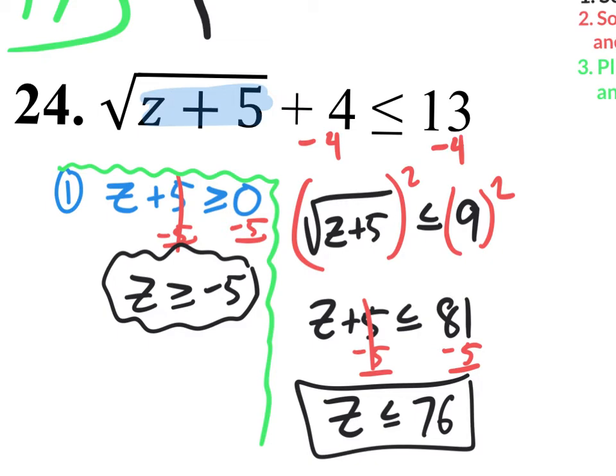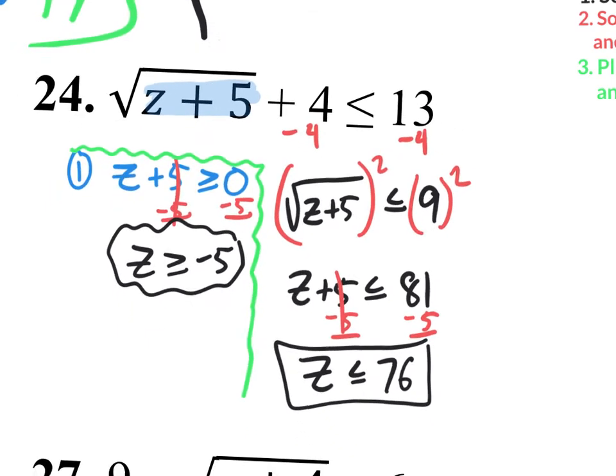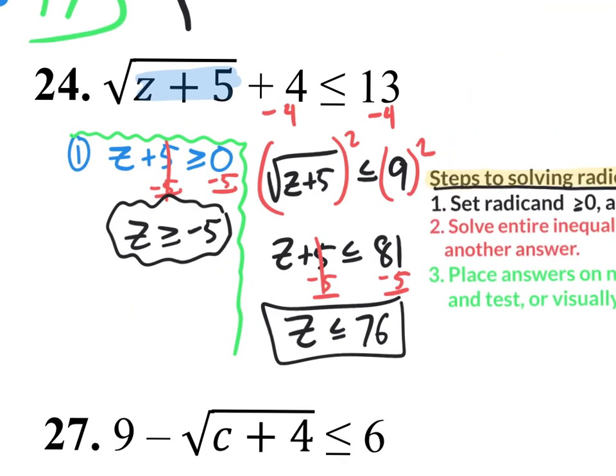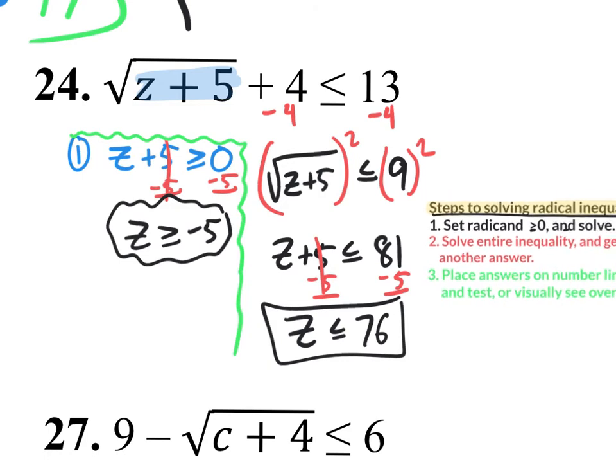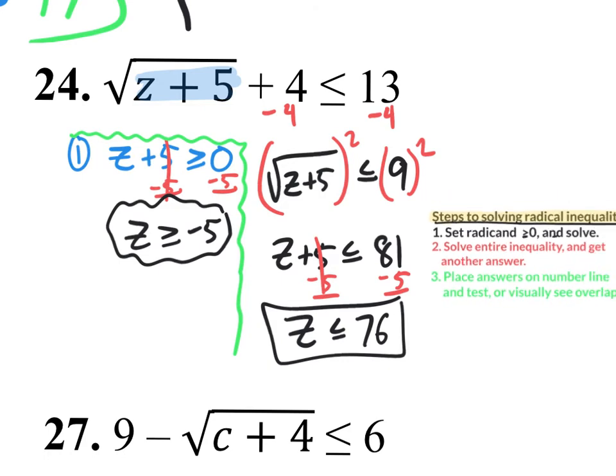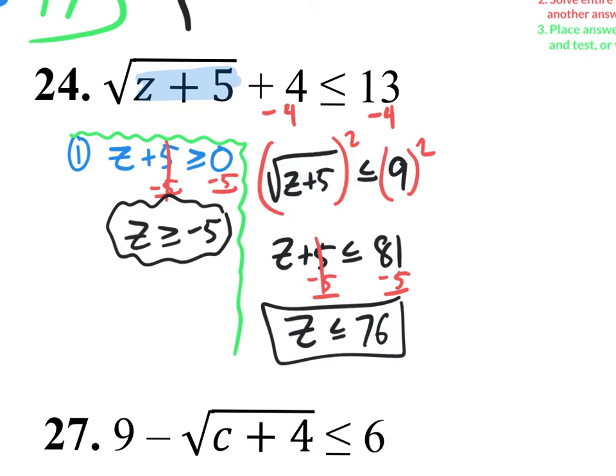Wow. Hope I didn't make a mistake. This looks ugly. So we have that so far. What is step 3? It says place answers on a number line and test or visually see the overlap. Okay, so let me go to a number line over here. I'm going to go to my number line in green. And I'm going to put the -5 over here and the +76 over there.